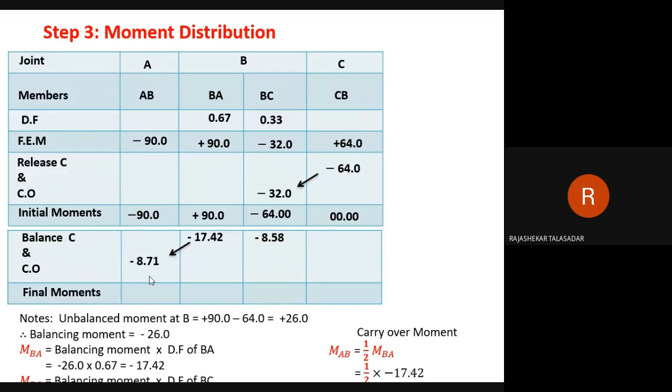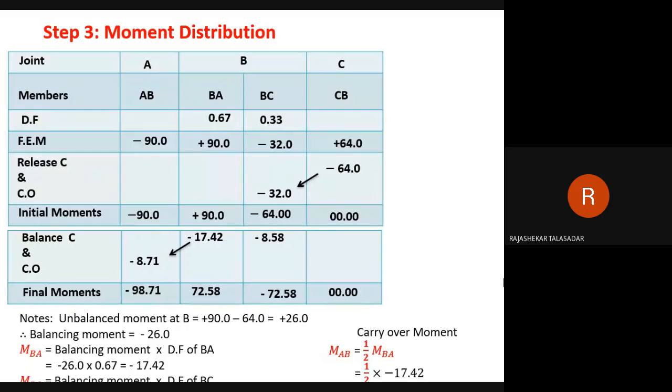Minus 90 minus 8.71. How much? 98.71. Very good. Next, plus 90 minus 17.42, plus 72.58. Yes. Next, minus 64 minus 8.58, minus 72.58. Last one, 0. Is it clear?